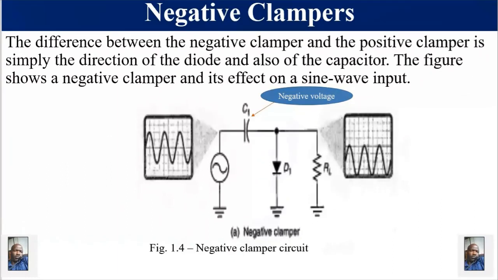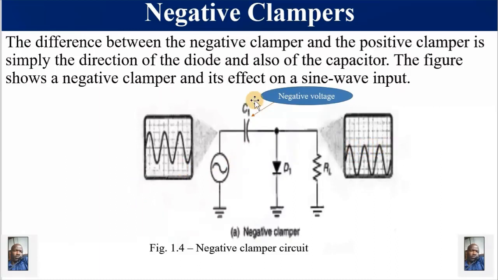The difference between a negative clamper and a positive clamper is in the direction of the diode, which also determines the orientation of the capacitor. And this is a negative clamper. In other words, it shifts the input waveform so that its positive peak sits on the reference voltage, which in our case is the zero reference voltage.